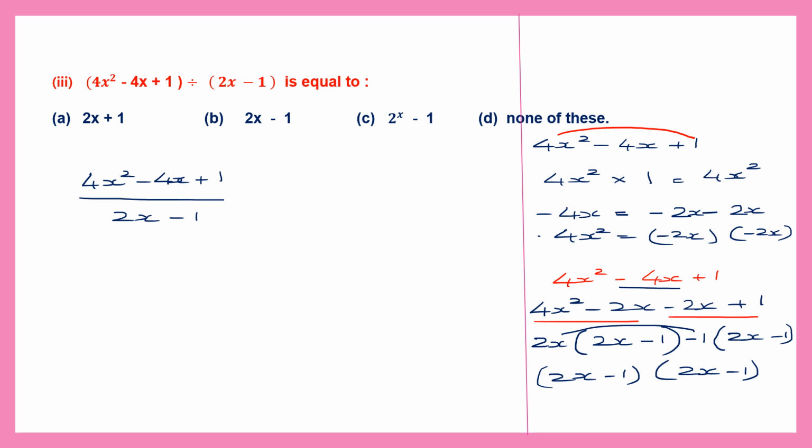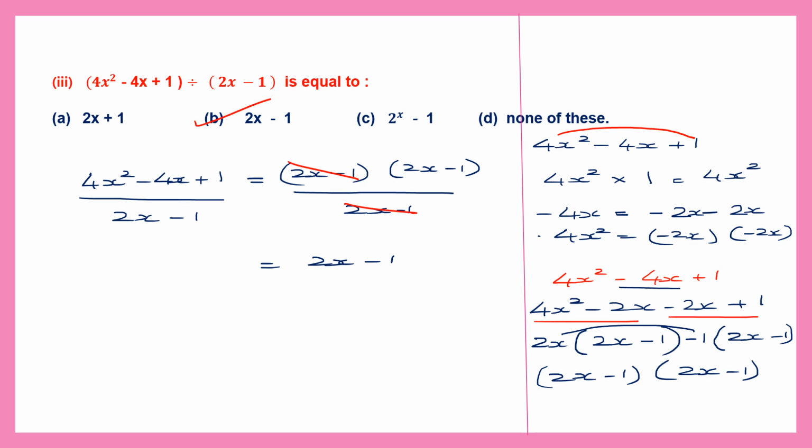Okay. Now I have factorized this, isn't it? What have I got? 2x minus 1 into 2x minus 1. In the denominator I have 2x minus 1. Now I can cancel this factor and any one of these because it's the same. So what is left is only 2x minus 1, and that is option B. Option B, 2x minus 1 is my answer.